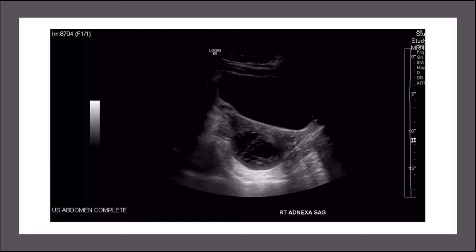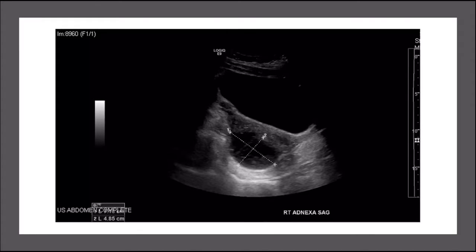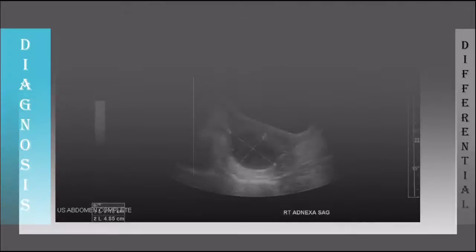This, you can see, is that collection of fluid. You can see that it has some septations, and it's just got some low-level echoes, and it looks a little dirty. Overall, it just didn't present as a normal cystic structure. That's what gave us an idea that it was something more. And, of course, we measured it.